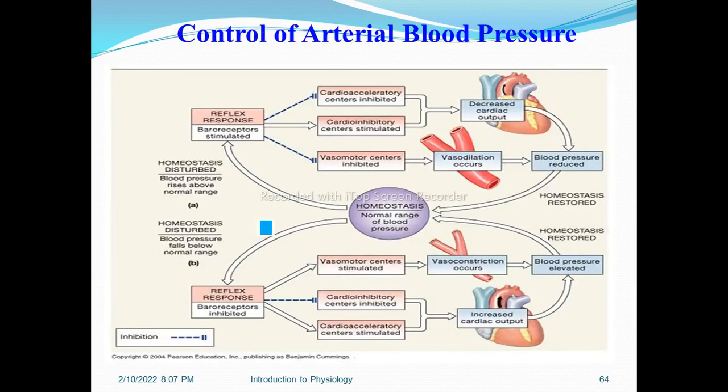So lastly, in negative feedback mechanisms, arterial blood pressure. In this case, this is the normal range of blood pressure, which is homeostasis. By this time, homeostasis is disturbed, meaning blood pressure rises above the normal range. By this time, baroreceptors will be stimulated and reflex responses occur. By the way, these dotted lines are inhibition. So in this case, the cardioacceleratory center will be inhibited.